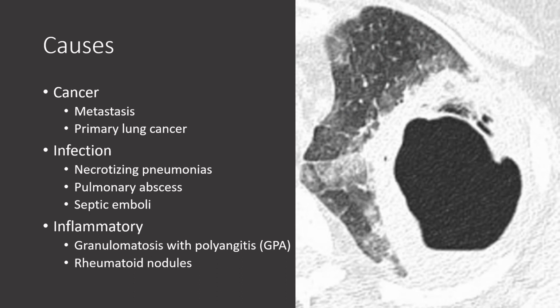Causes of cavities are multiple, including cancer, such as metastasis or even a primary lung cancer, particularly squamous cell carcinomas. Some infections can do this. We can see with necrotizing pneumonia, septic emboli, as well as pulmonary abscesses, an example of a pulmonary abscess seen on the right, as well as some inflammatory conditions such as granulomatosis with polyangiitis, a type of vasculitis formerly known as Wegener's, as well as rheumatoid nodules.